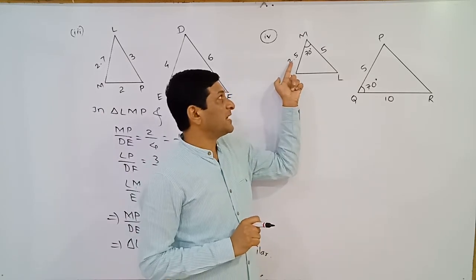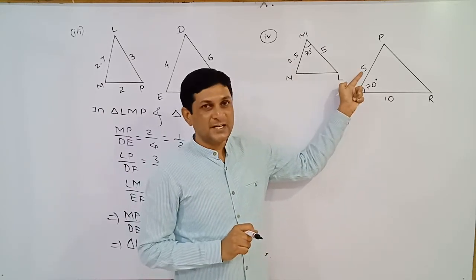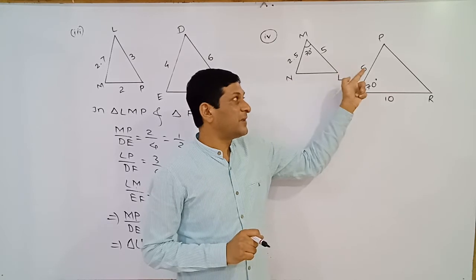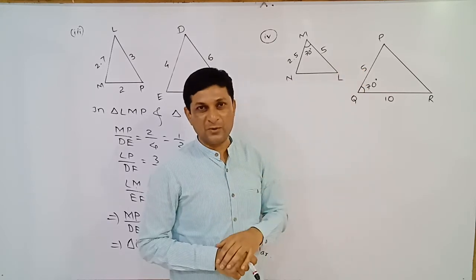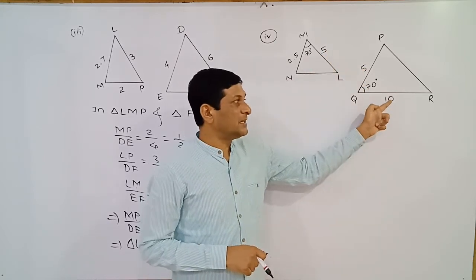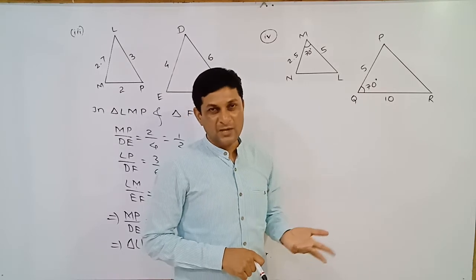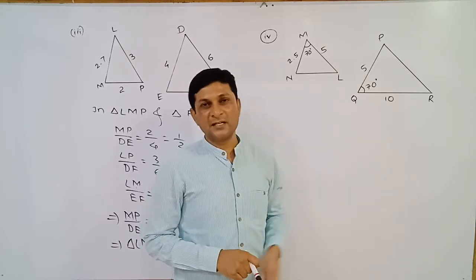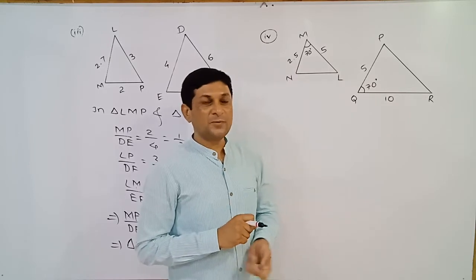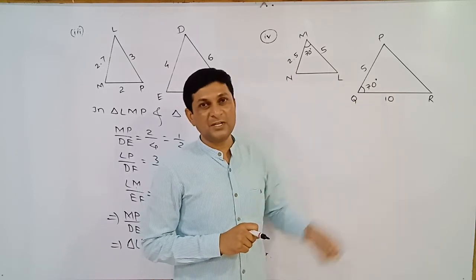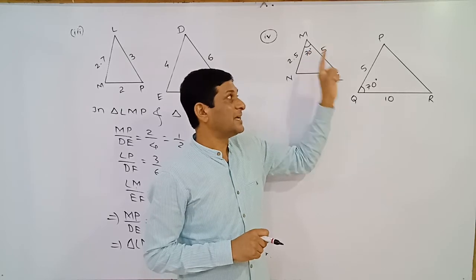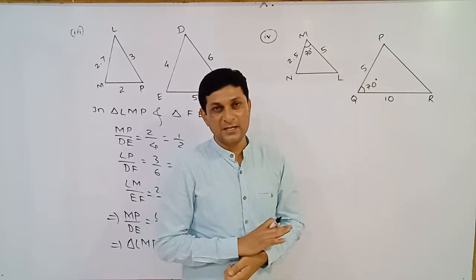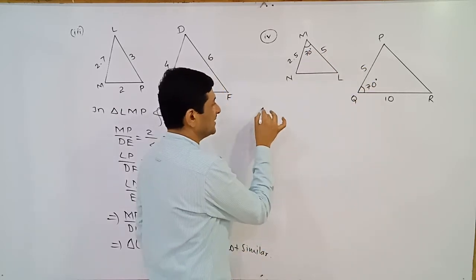Which is the smallest side here? 2.5. Here the smallest side is 5. And the ratio of 2.5 and 5 is equal to 1 by 2. And the ratio of 5 and 10 is also 1 by 2. This means the given two sides are in proportion and the included angle is also equal. That's why we can say that these two triangles are similar by SAS test.